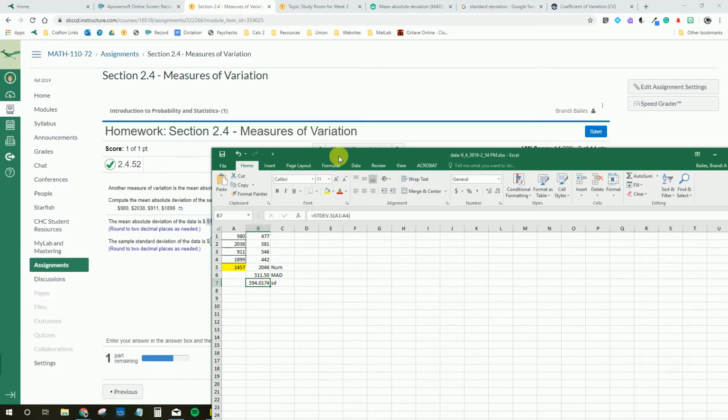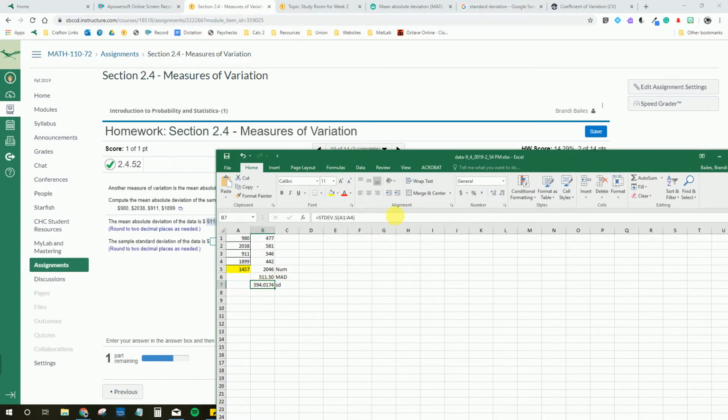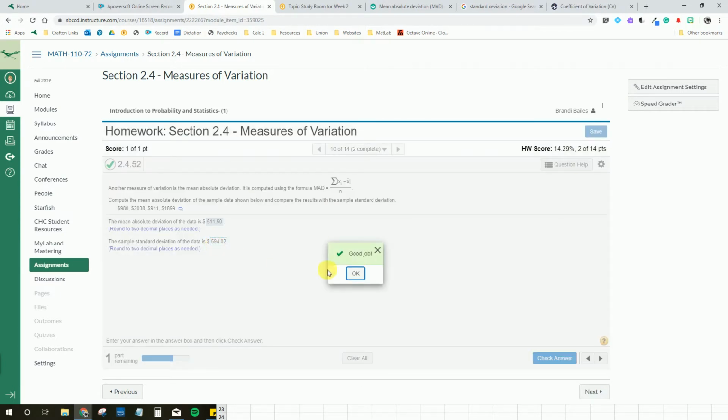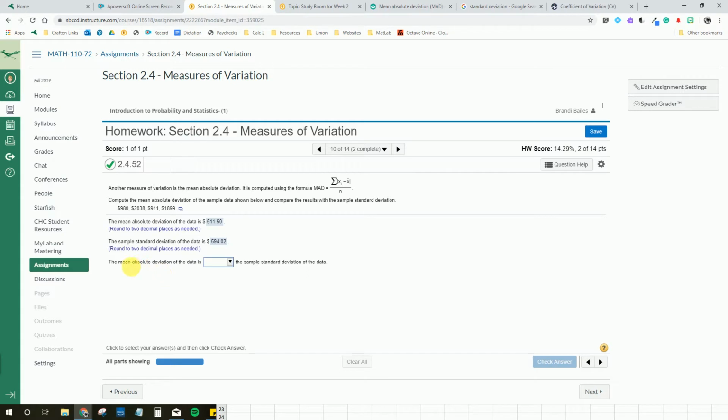594.0174. And again, they want 2 decimal places, so I'll use my decimal decrease button to make sure I have 2 decimal places. 594.02. And then it just asks us for which one is bigger. The absolute deviation of the data is less than, this is the absolute deviation, less than the sample standard deviation of the data.